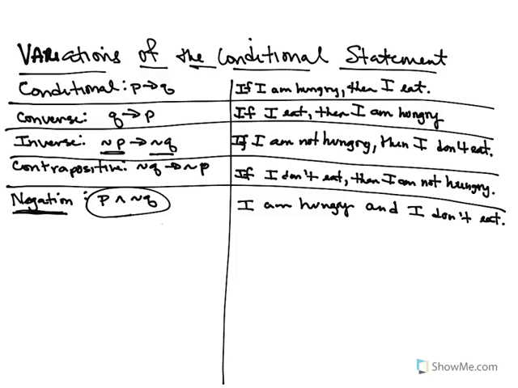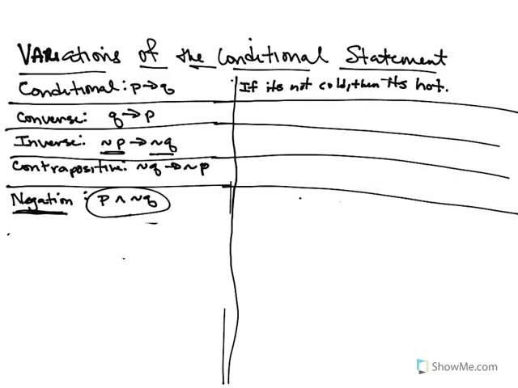Okay? All right, so let's do another one. Okay, so on this conditional statement, it says, if it's not cold, then it's hot. So we want to be able to write all of the different variations of that conditional statement. So realize that our original P is really a not P. So you keep it as it is. So the converse, if Q, then P. So what's that say? That says if it's hot, then it's not cold.